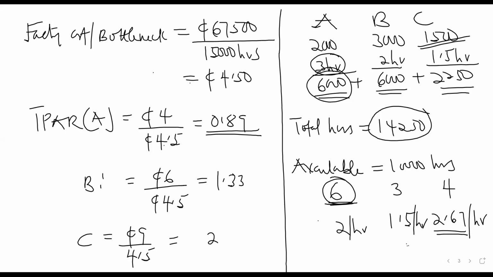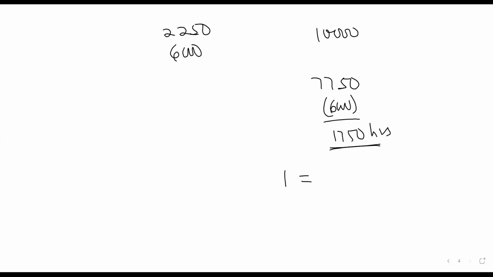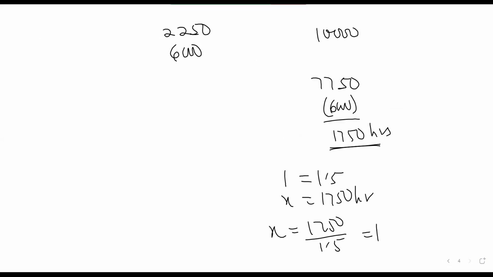1.5. Okay, we are using 1.5. So 1 unit is 1.5 hours. So how many units will 1,750 hours give? How do we do that? The X will be 1,750 divided by 1.5. What are you getting? 1,166.7. Okay, so 1,750 divided by 1.5.